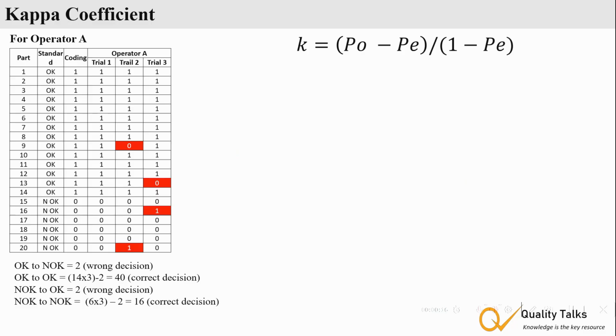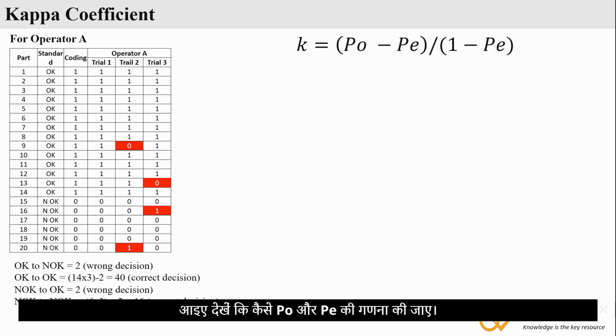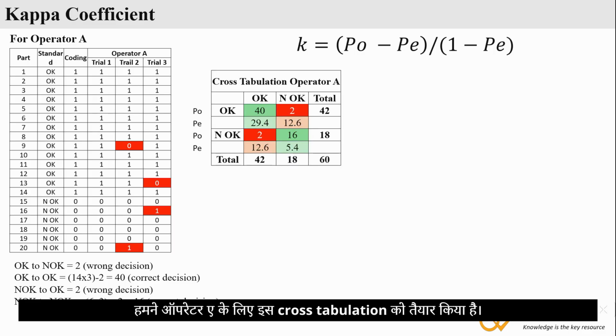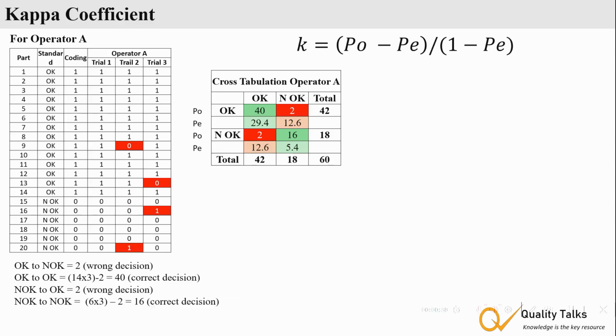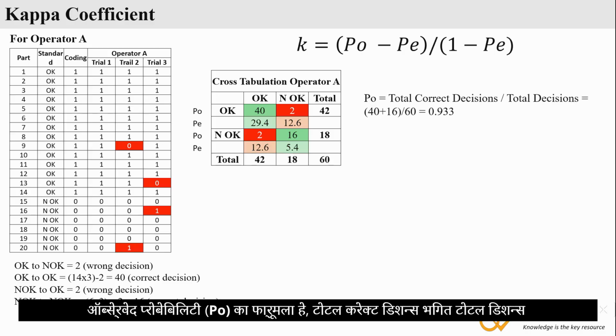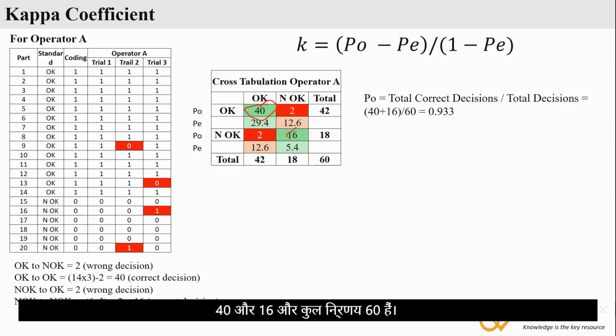The formula for Kappa coefficient is PO minus PE divided by 1 minus PE. Let's see how to calculate PO and PE. We have prepared this cross tabulation for operator A. The formula for observed probability PO is total correct decisions divided by total decisions. Total correct decisions are 40 and 16 and total decisions are 60.